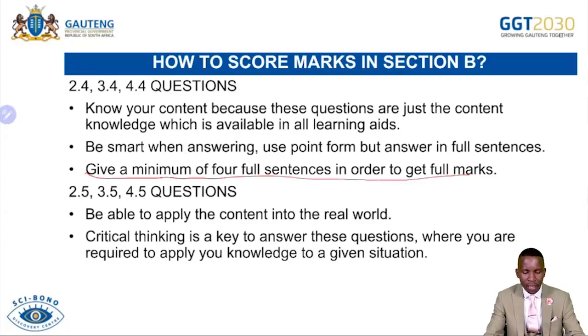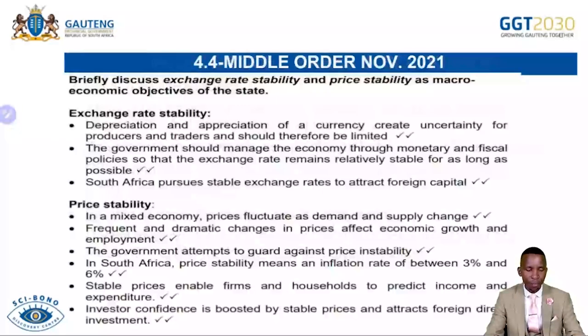So critical thinking is a key to answer these questions where you are required to apply your knowledge to a given situation. So this is the weekly order out of 8 marks from November 2021. Briefly discuss exchange rate stability and price stability as macroeconomic objectives. This is the content knowledge under macroeconomic or public sector objective that should be provided in here.